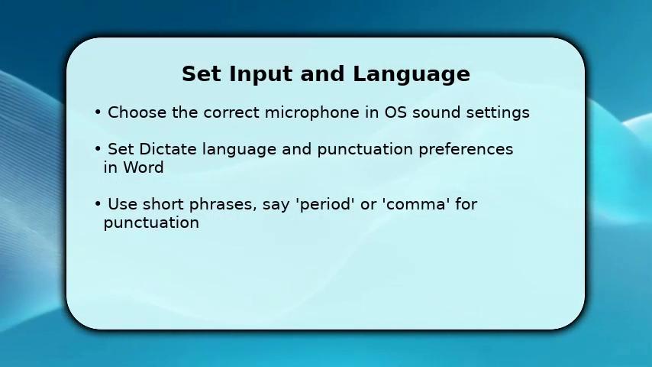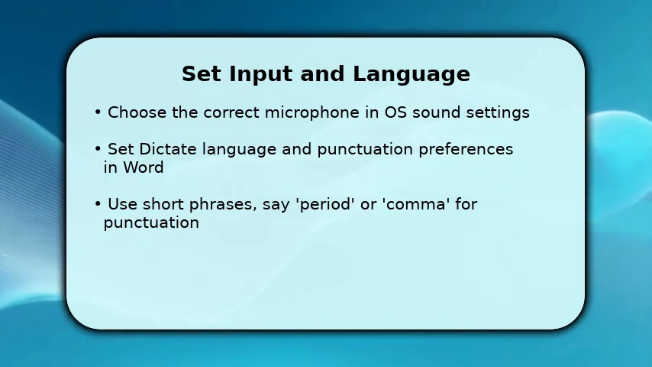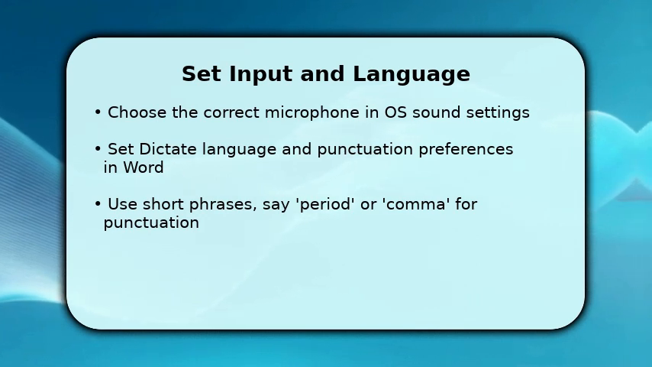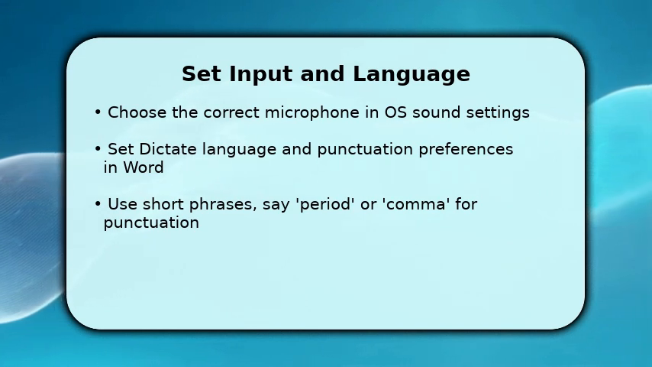Now configure input and language to improve accuracy. You should open System Sound Settings and choose the physical microphone or headset you'll use. Once selected, return to Word and set the dictate language to match your accent. Also check punctuation options. Word can insert commas and periods if you speak them, so practice saying punctuation words.